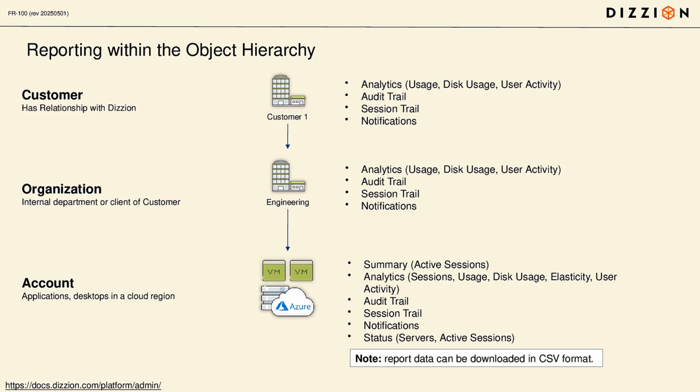Reporting is available at different points within the object hierarchy, and depending on where you are, the available data and reports will change. The customer and organization level provide roll-up reports for the objects located within their tree. Account provides data specific to the desktop users and workloads. Notifications are available at all levels and provide notices, warnings, and errors for actions and events. The audit trail provides a log of actions performed by administrators. Most reporting data can be downloaded in CSV format, allowing you to use it with other tools.